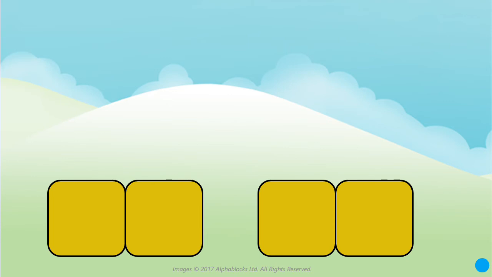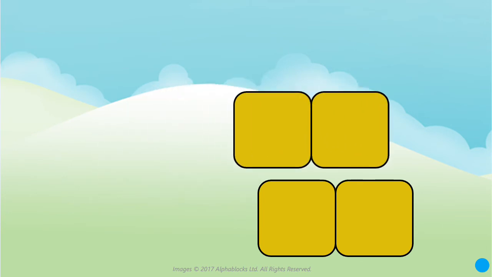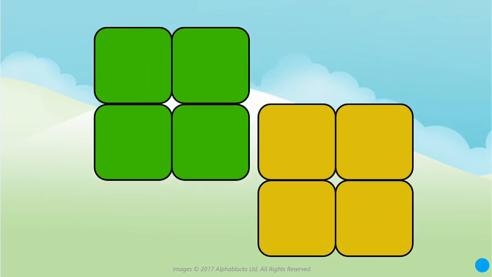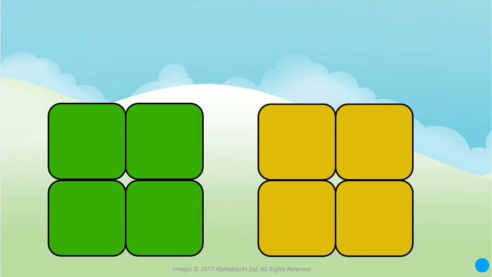Now, these are our number blocks. Two, yes. If we put them together, is it going to make an even number or an odd number? Remember, the odd numbers have an odd one on the top and the even numbers have twos. They're in twos, like little partners. Yes, the two and the two make four. Four is an even number. Very good.